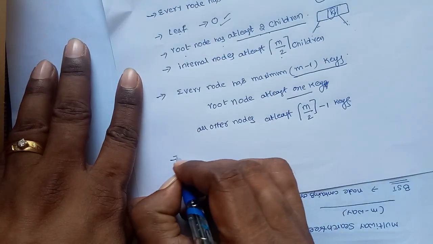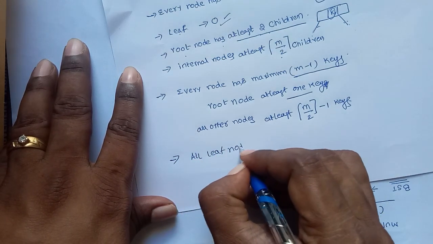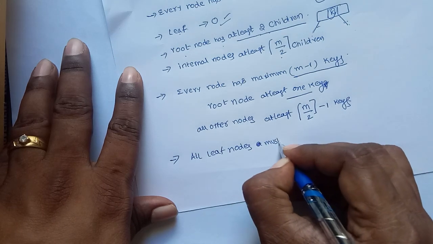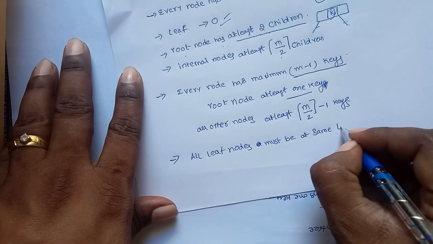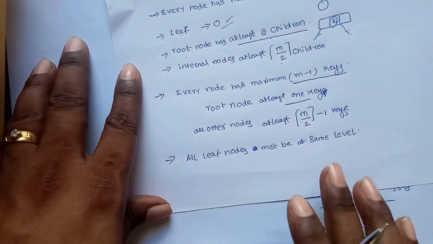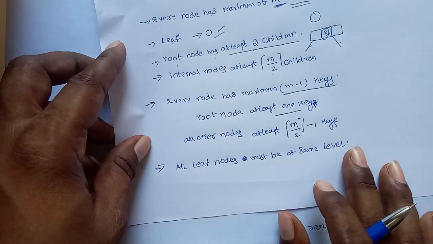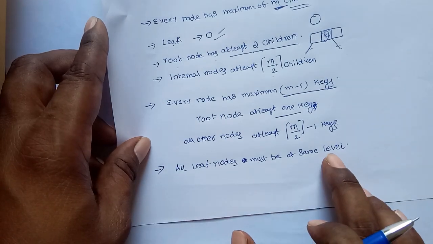And a very, very important point, remember: all leaf nodes must be at the same level. All leaf nodes must be at the same level. That means we are always performing insertion at the leaf level.